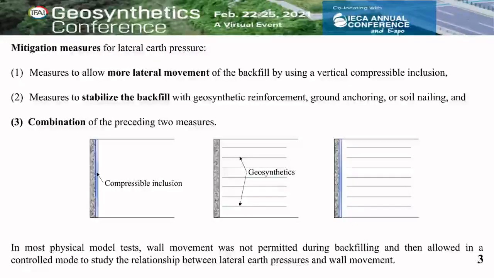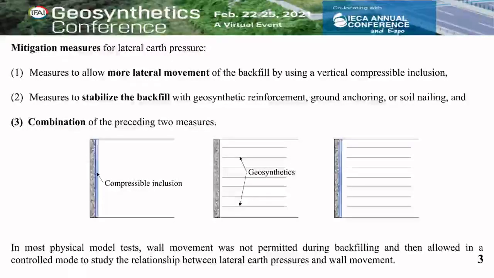The first one is using compressive inclusion to allow more lateral movement in the backfill. The second one is using some materials such as geosynthetics to reinforce the backfill. The third one is using inclusion and geosynthetics together.